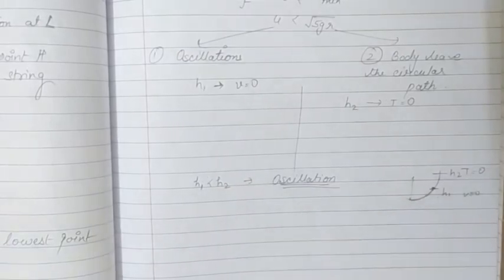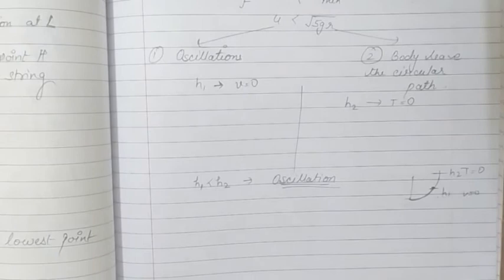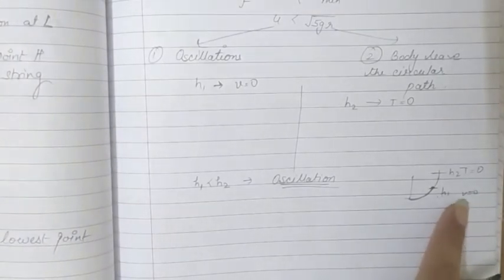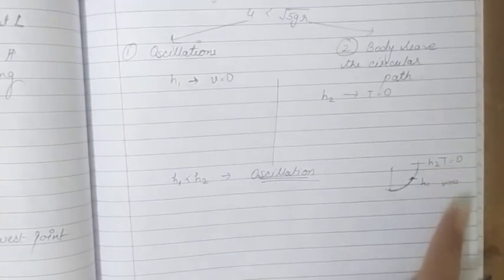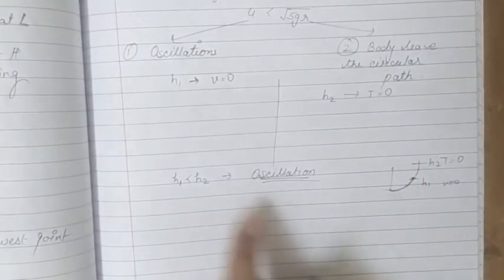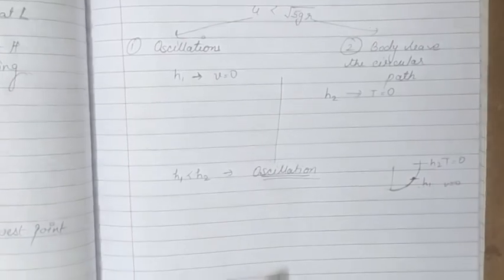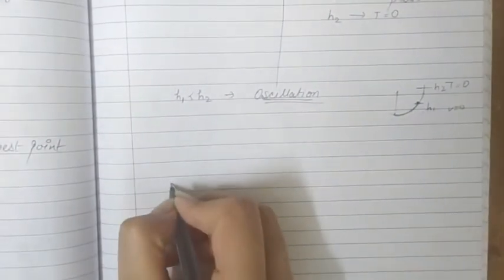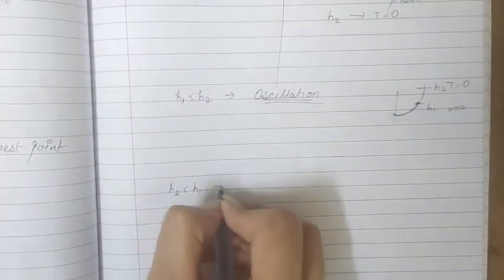When h1 is less than h2, the body will oscillate, and it means the velocity becomes 0 earlier than the tension. The velocity is becoming 0 earlier than the tension, and at that time it is showing oscillations. But if the height h2 is less than h1, that means if the body is going like this, and this is height h1 and this is height h2, tension becomes 0 earlier than the velocity becoming 0.